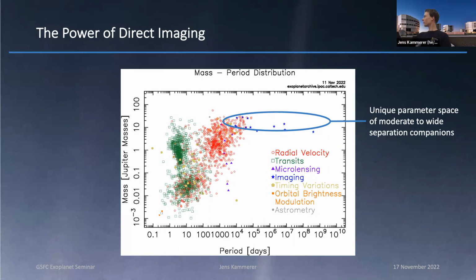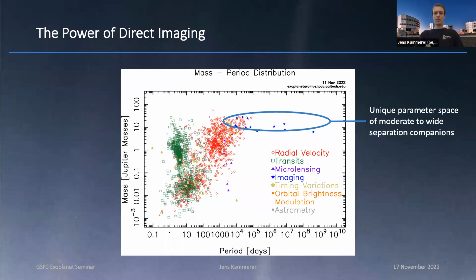Now, this plot nicely shows that imaging is probing a very unique parameter space here, which is the planets at moderate to wide separations that are hardly or completely inaccessible by other techniques, because those techniques are basically biased towards observations closer to the star, where the transit probability is high. And also, if you want to do radial velocity observations and detect planets at long periods, you just need very long temporal baselines of observations. So at some point, it becomes unfeasible.